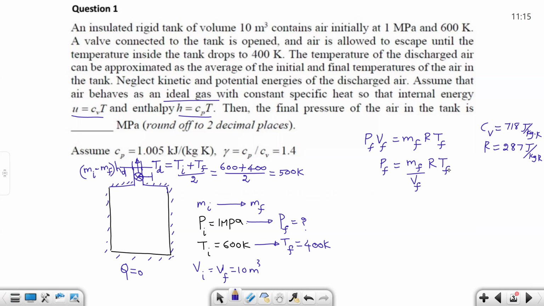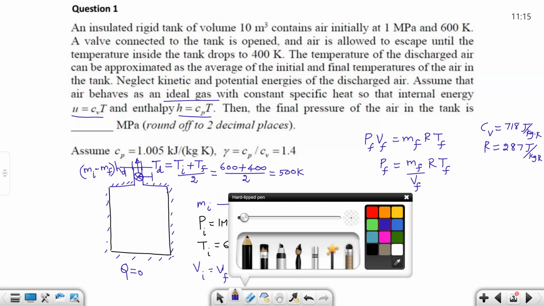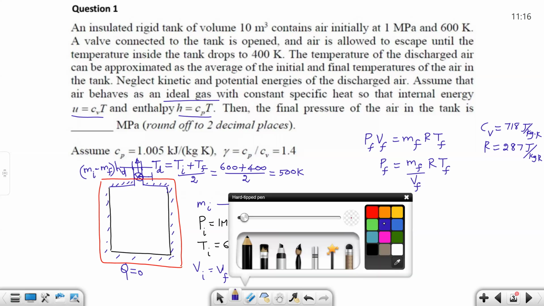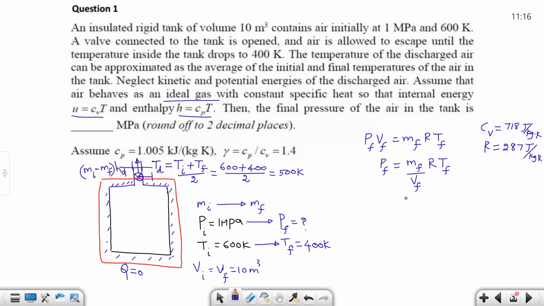For getting the final mass, you apply the conservation of energy equation for this control volume. Take this as the control volume. So here I just write the conservation of energy equation.